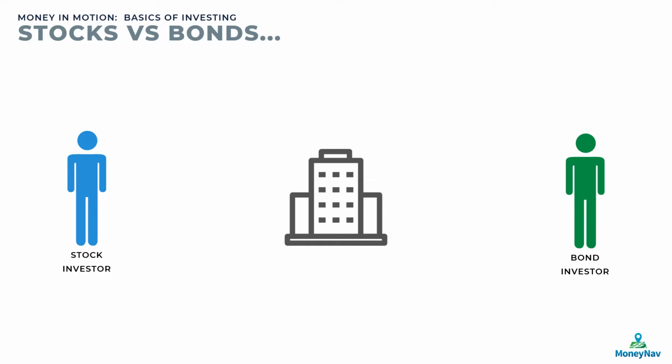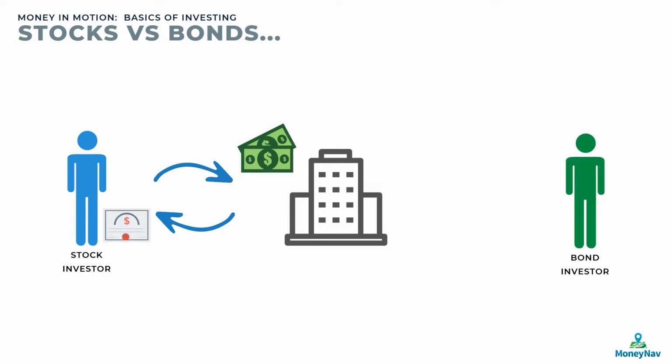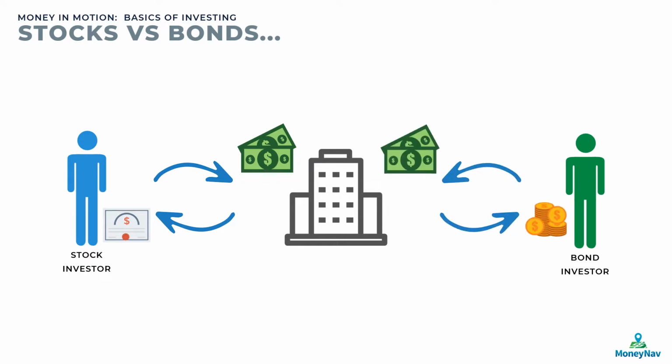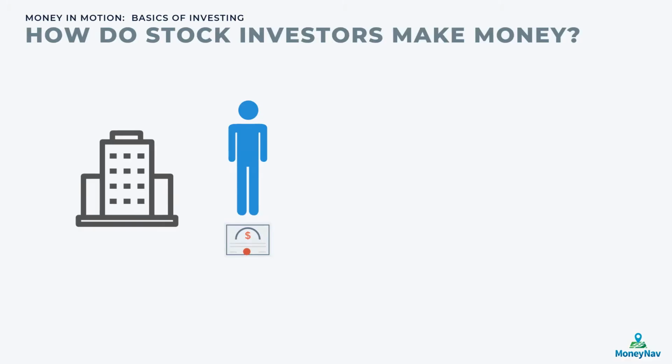In a stock transaction, the investor exchanges money for ownership shares of the company called stocks. The ownership is recorded on a stock certificate. In a bond transaction, the investor isn't buying ownership, rather they are making a loan to the company. The company promises to pay the investor back at some future date and will pay interest between now and then. So, which kind of investor do you want to be?